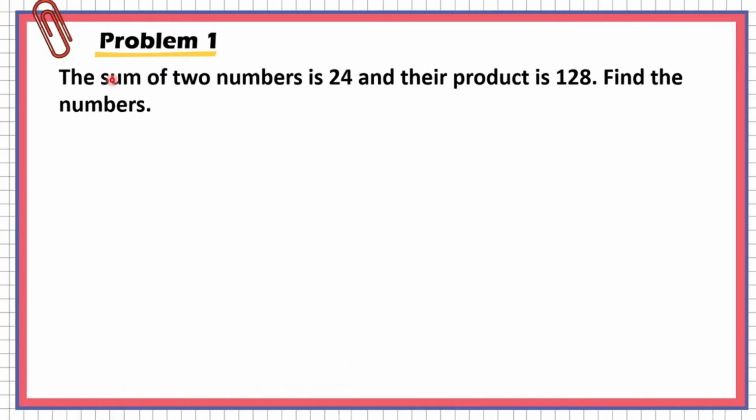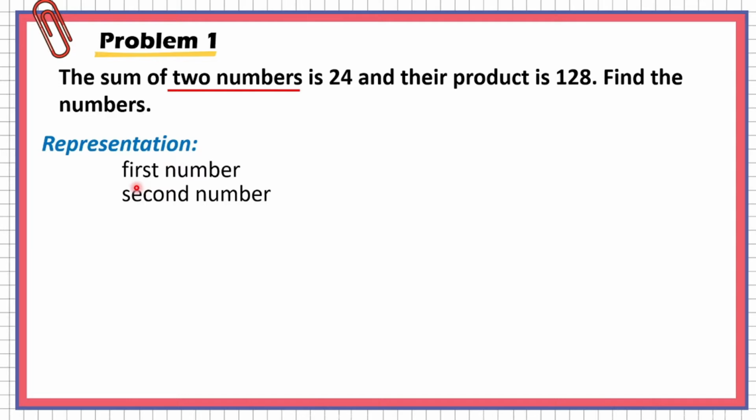First problem, the sum of two numbers is 24 and their product is 128. Find the numbers. Una, mag-represent tayo. Unahin natin itong the sum of two numbers is 24. So kung mapapansin ninyo, two numbers ang involved dito. Pwede natin itong i-represent as first number and second number. Susunod, i-let x natin yung first number.